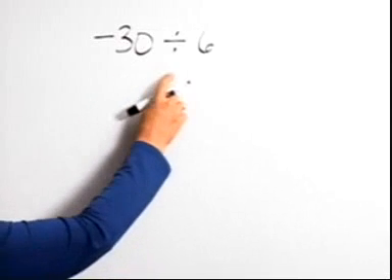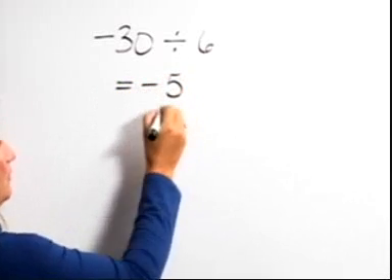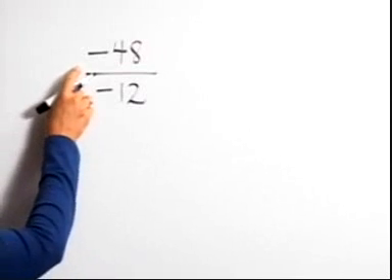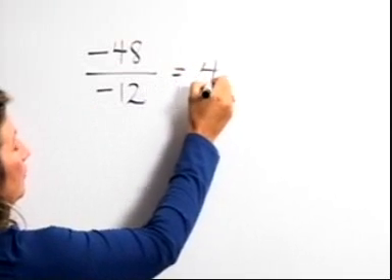Simplify -30 divided by 6. That equals a -5. Simplify -48 divided by -12. That equals a +4.